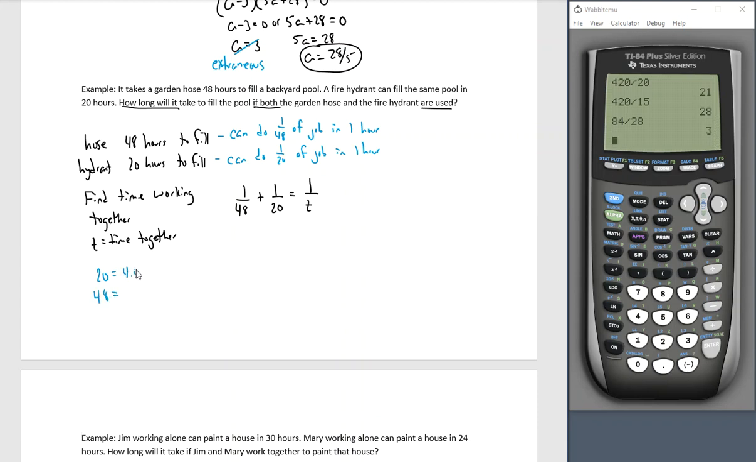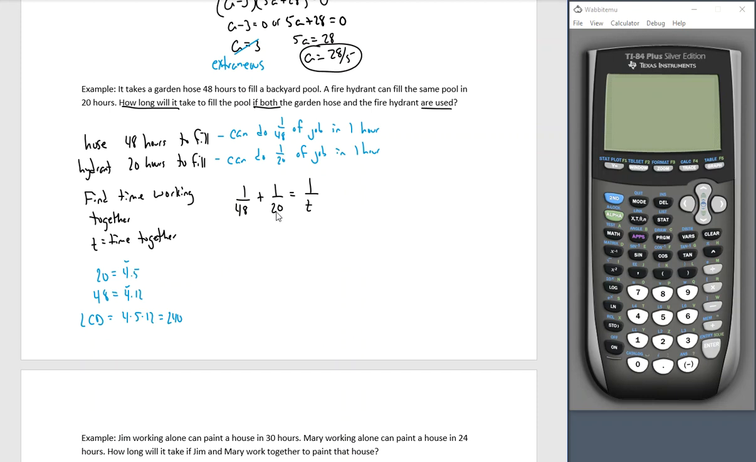20 is 4 times 5. 48 is 4 times 12. Now I know what you're thinking. Those are not completely simplified. But I found a common factor here. And so my LCD has to have the 4. They both have that. It has to have a 5 and has to have a 12. So it looks like it is 240.